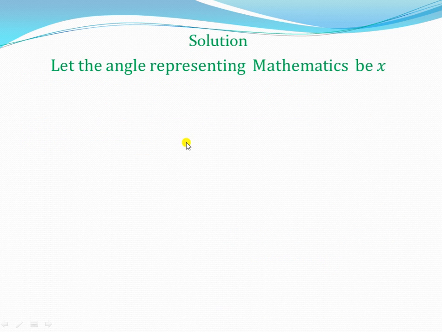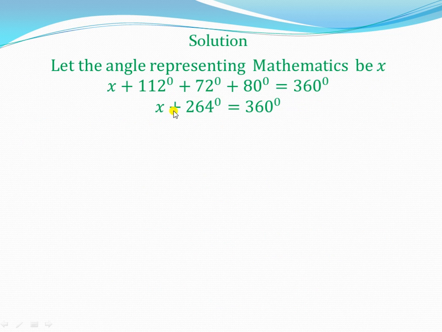Let's look at the solution for this. So still we are going to let the angle representing mathematics to be any letter of our choice, and in this case I'm using x. So when you still add x plus 112 degrees plus 72 degrees plus 80 degrees, you should be in position to get 360 degrees. So the next step is going to be simply by adding 112 degrees plus 72 degrees plus 80 degrees. If you add all of them, you will get something like 264 degrees. Then the next step will be simply by subtracting. We shall subtract 264 degrees on both sides.